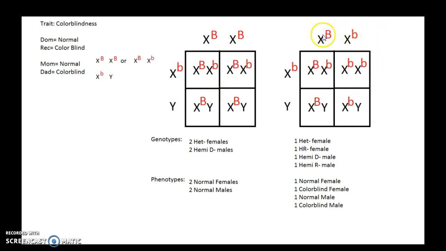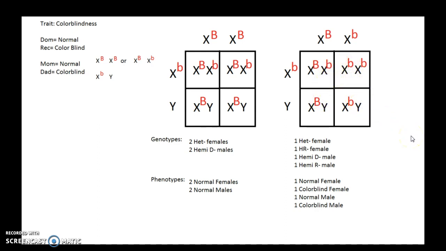If mom is heterozygous and dad is hemizygous recessive, we end with 1 het female, 1 homozygous recessive female, 1 hemizygous dominant male, and 1 hemizygous recessive male. Phenotypically, we have 1 normal female, 1 colorblind female, 1 normal male, and 1 colorblind male.